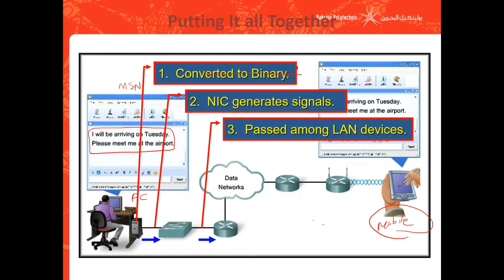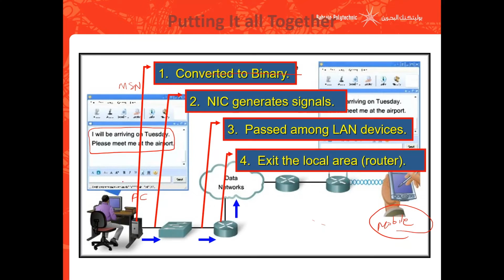What is a LAN device? Don't worry, we'll look at it. But there are many devices that can be on a network. All those devices that are connected, the signals will be transmitted through all of them, and then they will reach an exit router. An exit router is nothing but a router that is connected to the ISP provider. Let's say you have a router at your home that's connected to Batelco or Zain or STC. That's your exit router. Everything comes to that router, and from there it goes to the network.